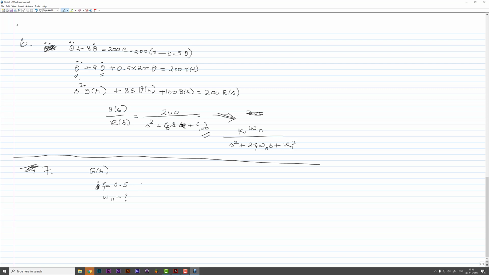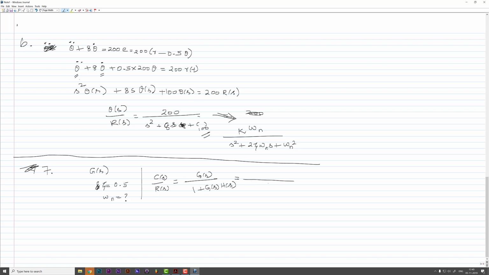So your task is to find omega n using the given values. It is a unity feedback system, but G of s is given. For a unity feedback system, the closed loop transfer function, that is C of s by R of s, is equal to G of s by 1 plus G of s H of s, where H of s is unity. Use this and find C of s by R of s.